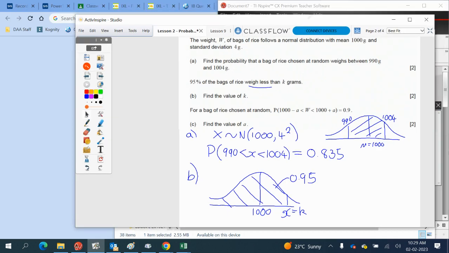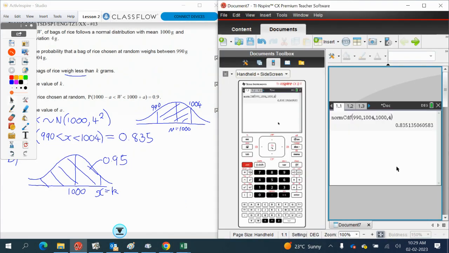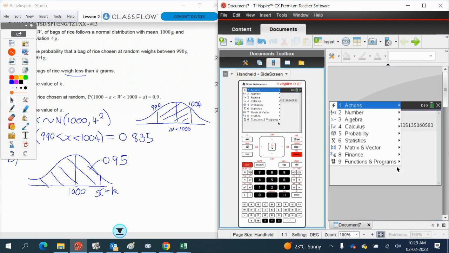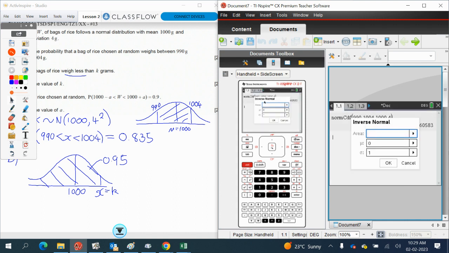Okay, so let's put this into our calculator now. It's important to understand those type of concepts for the slightly harder problem-solving questions. The straightforward ones like this are not so hard. So normal distribution, we're doing an inverse normal.